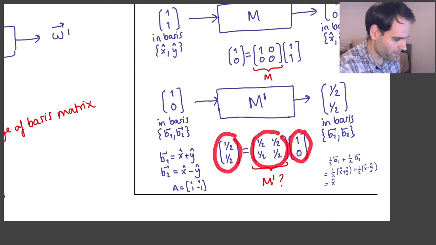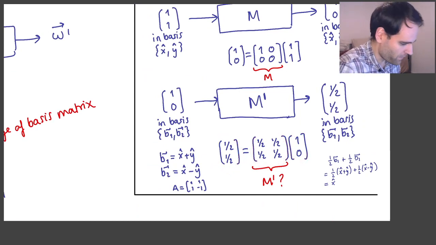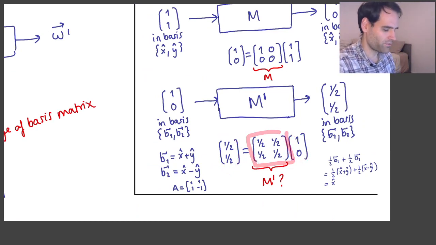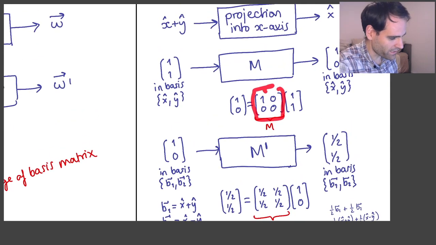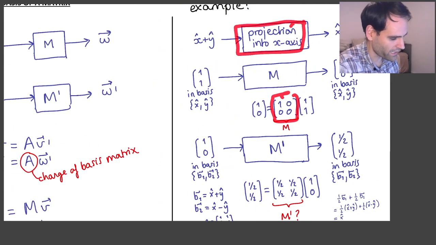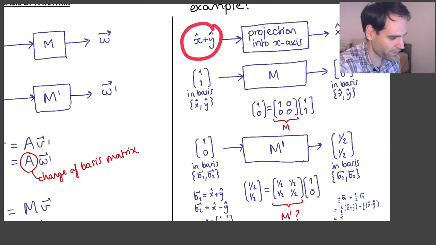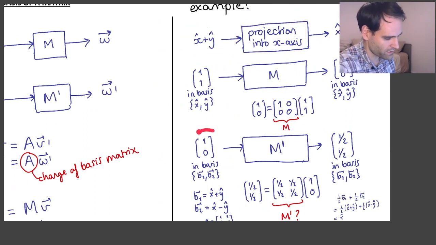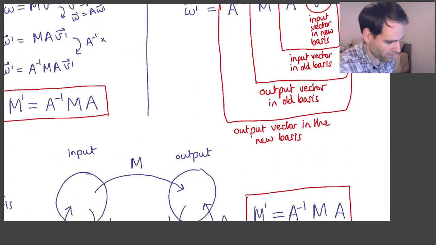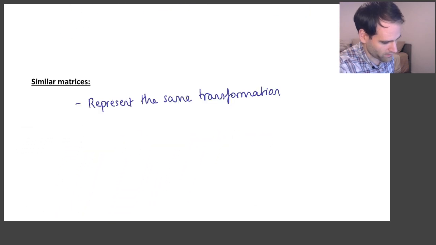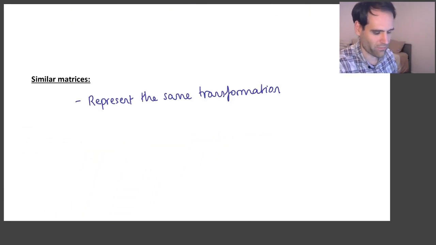So this matrix might look different because it has different numbers to matrix M, but it's actually representing the same projection into the x-axis because it's converting the same vector into the same output vector, just that the vectors are written in a different basis. That's why the specific numbers are different. So these two matrices represent the same transformation.